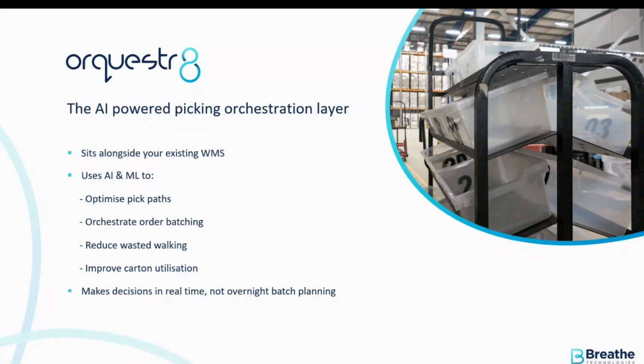So high level, before we get into the exciting bit and hand over to Phil to do the demo, what is Orquestr8? Effectively, it's an AI-powered picking orchestration layer. So what does that mean? Importantly, this sits alongside your existing modern WMS, and it uses AI and machine learning to optimize pick paths, to orchestrate batching, clustering, whatever you call it, reducing wasted walking around the warehouse. Especially in a lot of WMSs, serpentine walking patterns are the norm, and it's trying to reduce that, and then improve carton utilization or cartonization as we go.